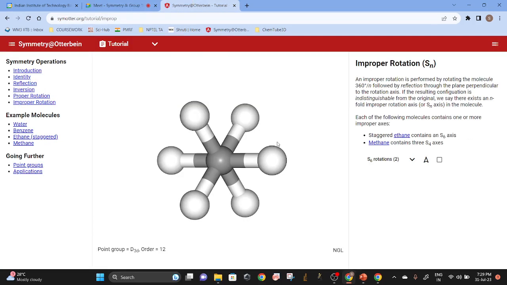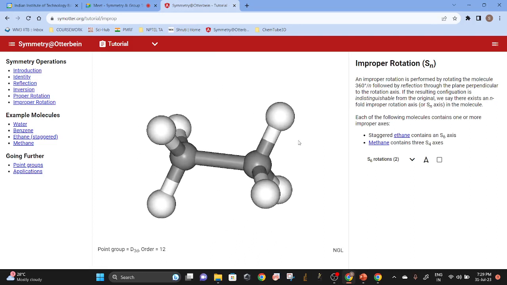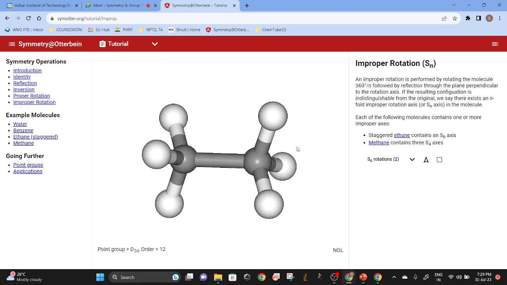Okay, so this is a molecule which has an improper axis. Can you identify the molecule? Actually, I cannot see the messages and this screen both at a time, so I'll get back to the messages after a while.